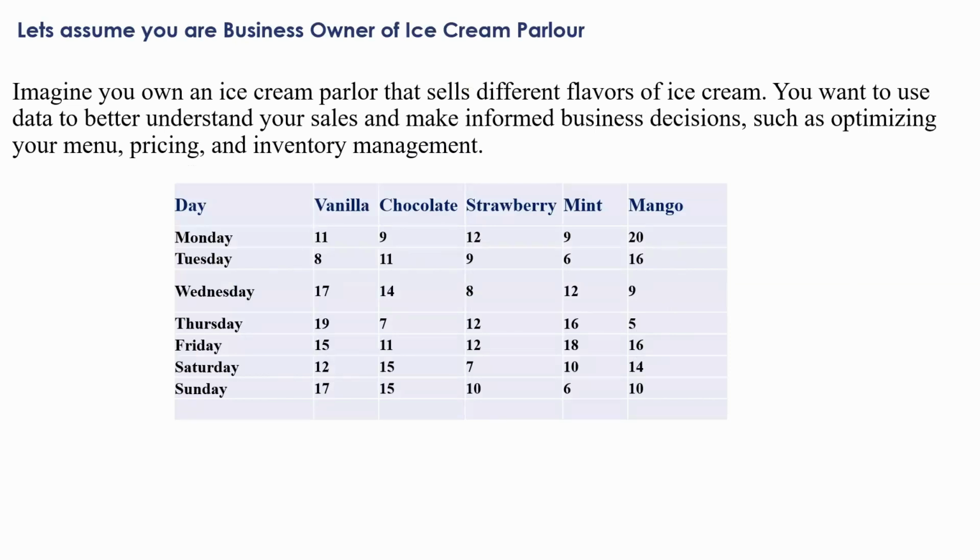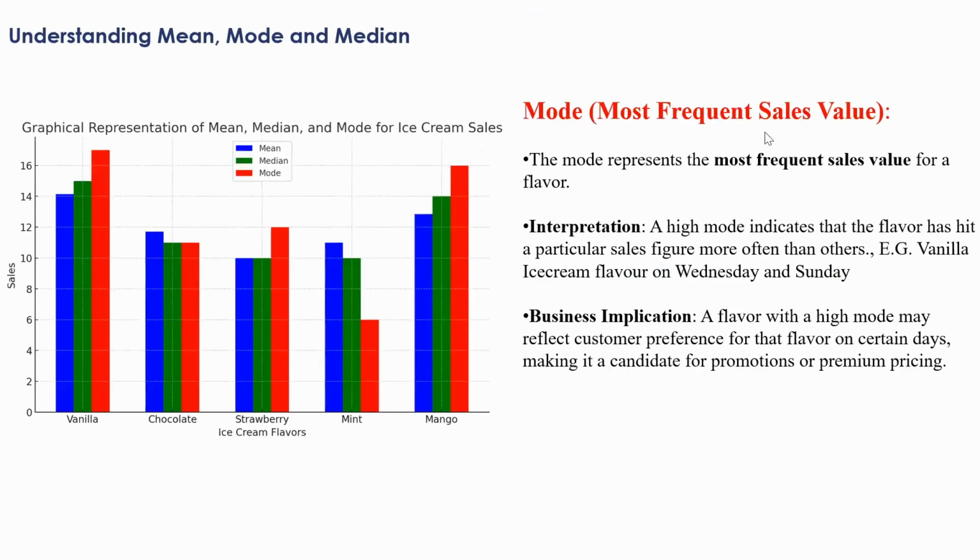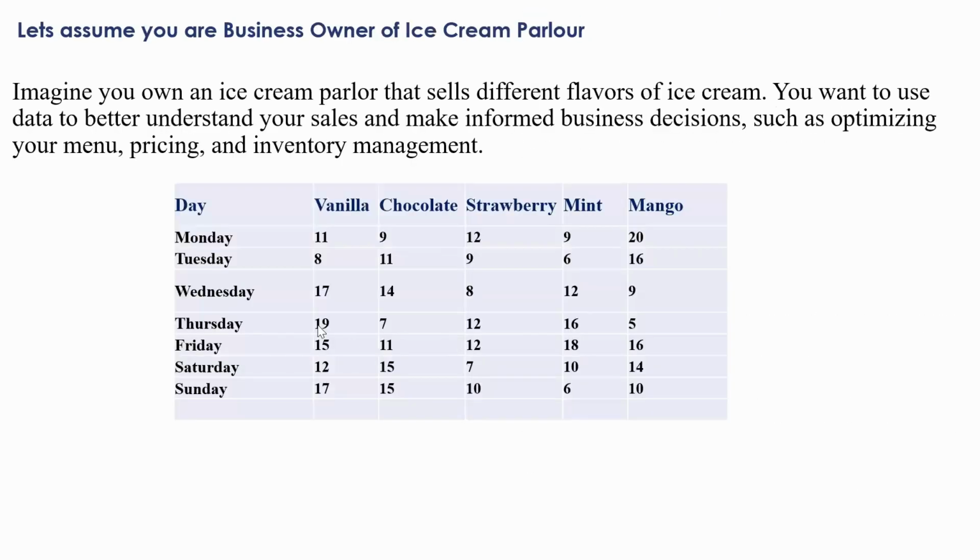The stock उसका ज्यादा रहना चाहिए. That is what is denoted by mode, most frequent sales value. Interpretation: high mode indicates that a flavor has hit a particular sales more often than not. A flavor with high mode may reflect customer preference for that flavor on certain days, making it a candidate for promotions or premium pricing. तो मैं क्या करता हूँ, मुझे पता है कि वैनिला संडेज और वेनेसडेज को ज्यादा लेते हैं, सो वेनेसडेज और संडेज को मैं प्रीमियम प्राइसिंग भी रख सकता हूँ.